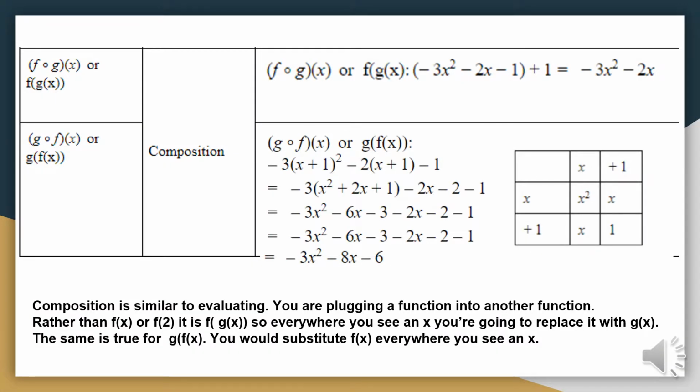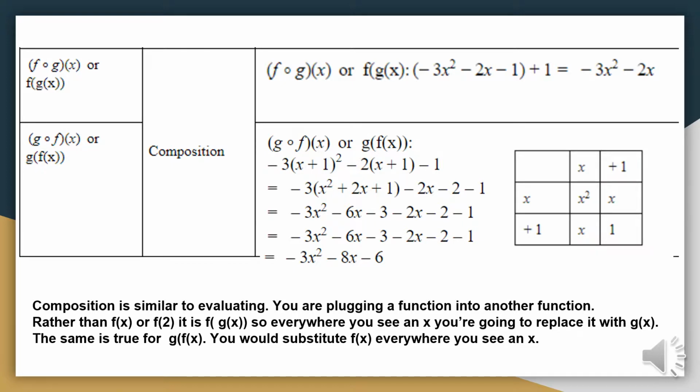G of f of x, however, is slightly more complicated because g of x had a couple x's. It had negative 3x squared minus 2x minus 1. So now instead of x, we are replacing x by putting in all of f of x, which was x plus 1. So my new function would be negative 3 times (x plus 1) squared minus 2 times (x plus 1) minus 1. And then I'm going to simplify.